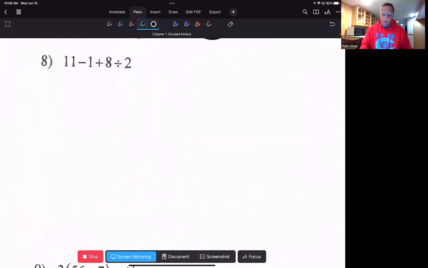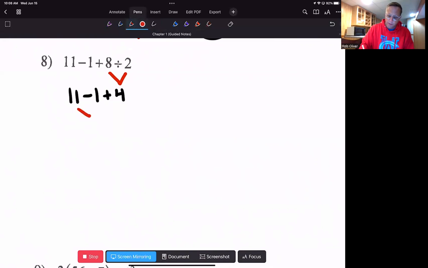All right, so number 8, not a lot going on in this one, other than the fact that we've got to do division before addition or subtraction. So that is what we're going to focus on. So I'm going to do 8 divided by 2, which is 4. And then everything else just drops down. So 11, drop down the -1, plus, but instead of writing 8 divided by 2, write down 4, because that's what it equaled. And then at this point, let's just go left to right.